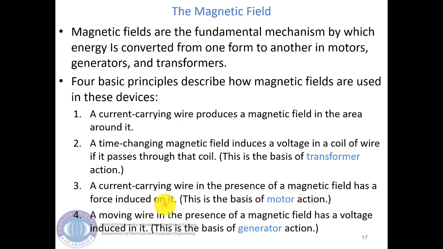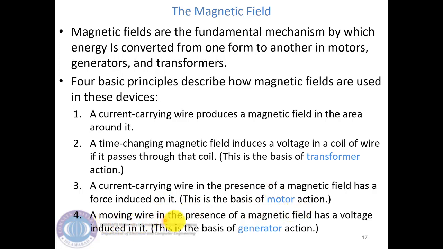Again, we said that a current carrying wire in the presence of a magnetic field has a force on it. So if we have a current carrying conductor and we have already produced a magnetic field with another current carrying conductor, and we bring that conductor close to that magnetic field, there will be a force applied on that conductor. This is actually the basis of motor action.